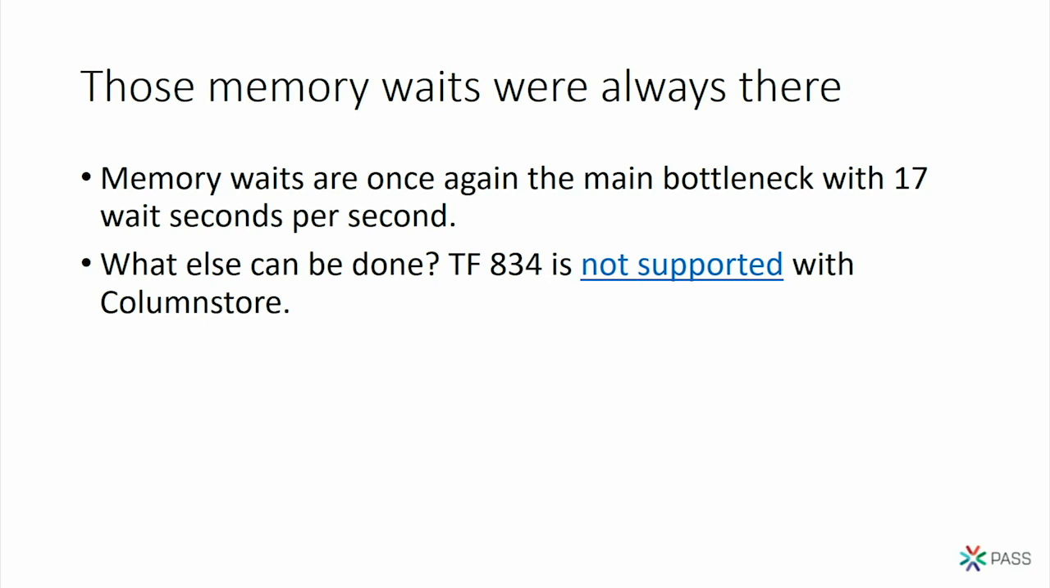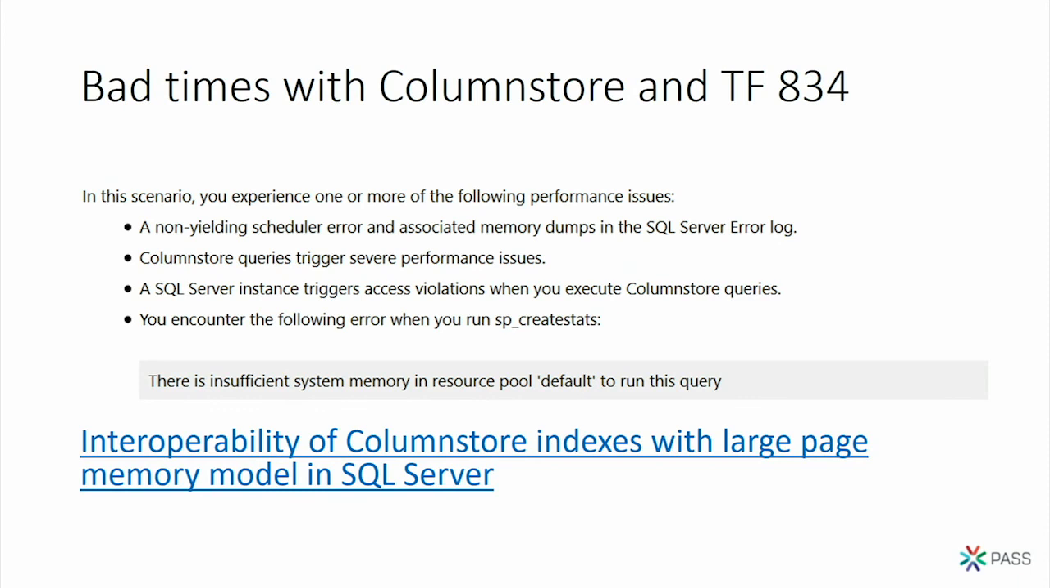What can we do? Are there more configuration options we can try? Trace flag 834, that has to do with memory. But Microsoft really tries to convince you to not use this trace flag, except in their own TPC-H tests. But don't worry about that. So, can't use trace flag 834 in production with Columnstore. Severe errors, severe performance issues, blah, blah, blah. Okay, so can't do that.